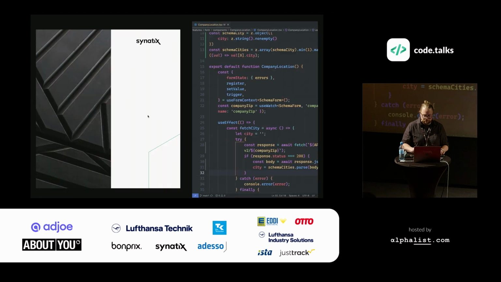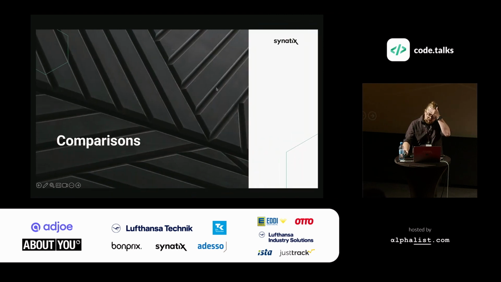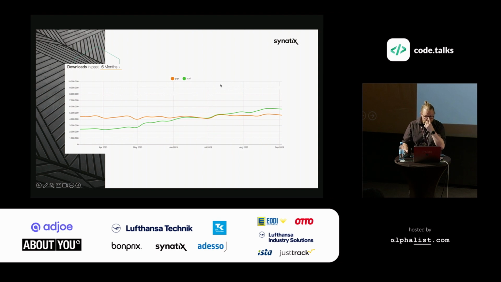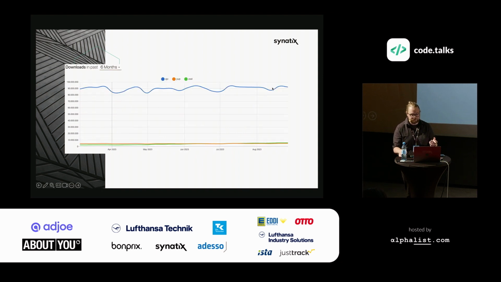Comparisons, because we do need to talk about comparisons. There's obviously Yup, which was kind of the schema declaration library that we used to use. It kind of fell out of favor, I guess, for Zot, because as you can see, Zot became more popular, and I think it's still growing in popularity because of its amazing TypeScript support. But we also need to talk about another library, which is just huge, which is AJV. So AJV is based on the JSON schema, which is a standard. So it's used like crazy.